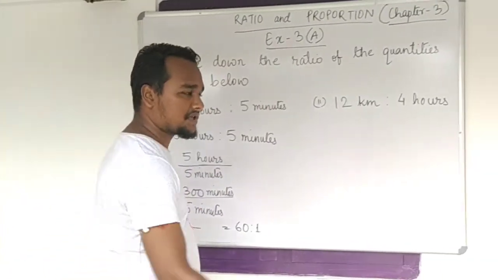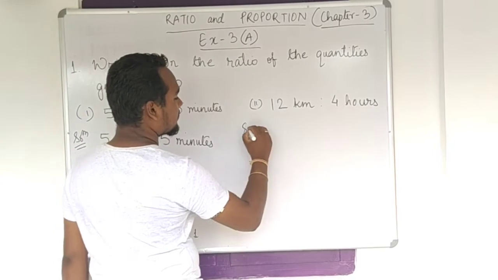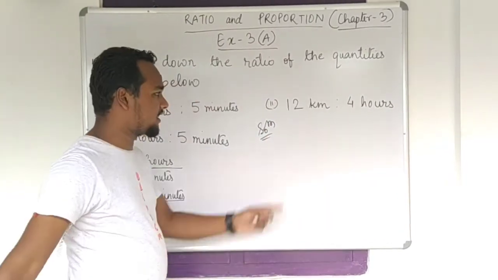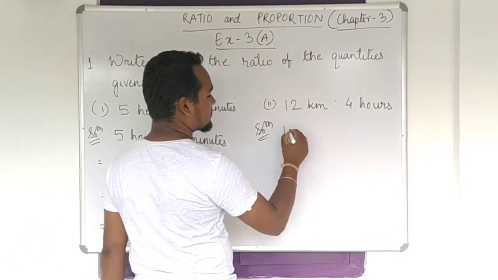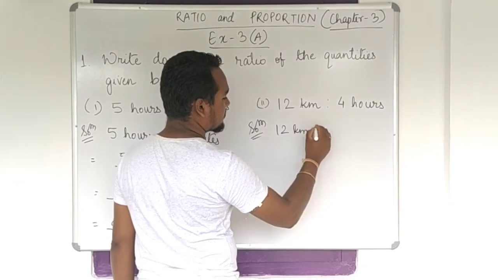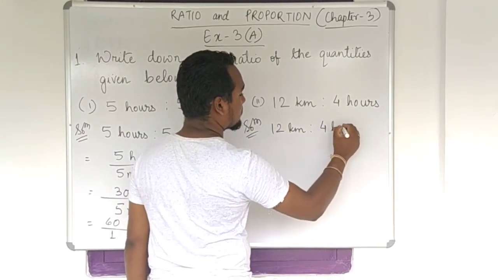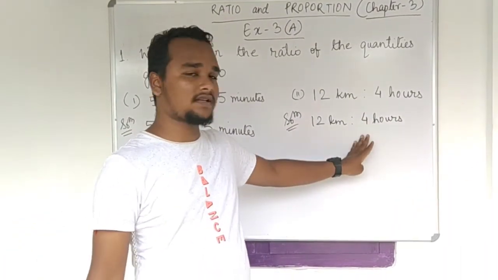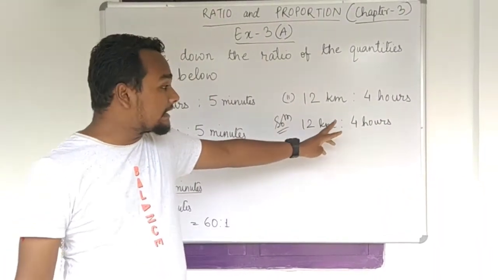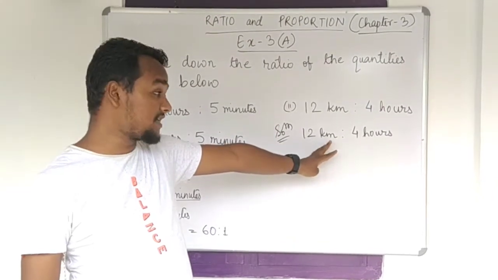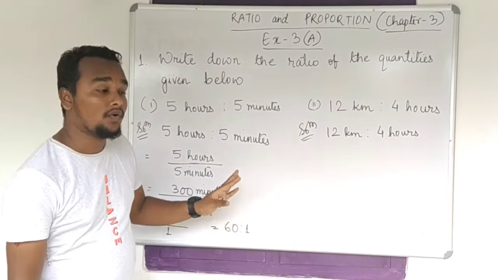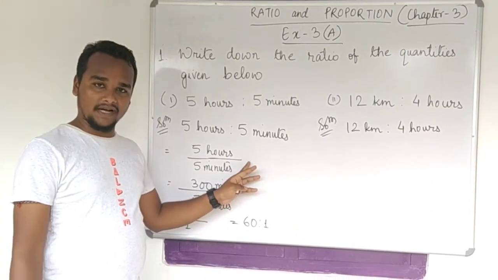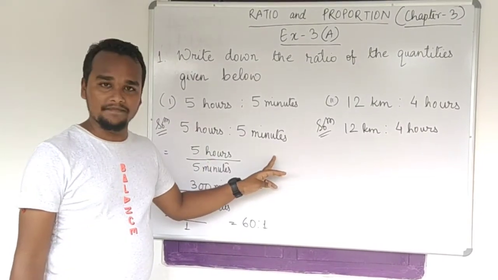Let us proceed on to the next one, which I have written here. Here you will follow the same procedure again. 12 kilometers to 4 hours. I have written the same question in the solution. Now the thing which I said to you in the first part, while starting the ratio you have to keep in mind that the units should be same.